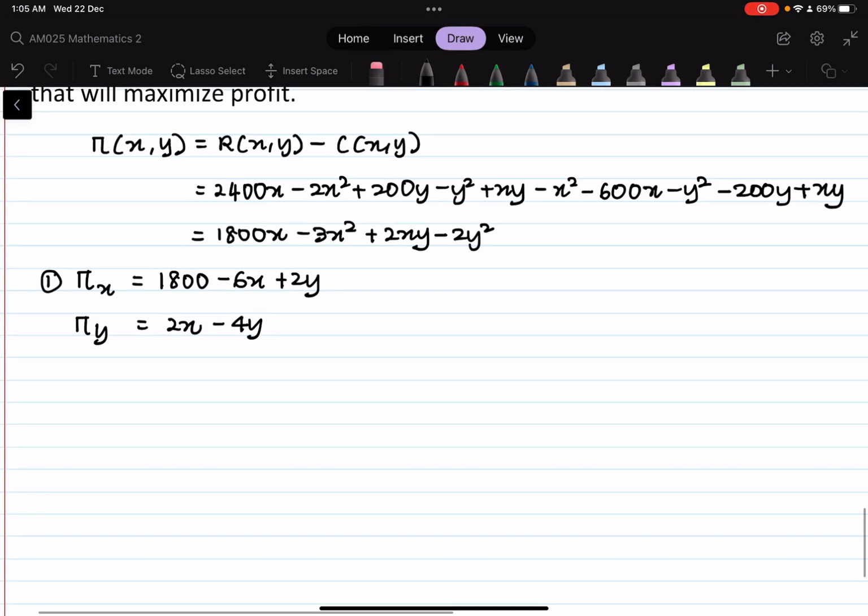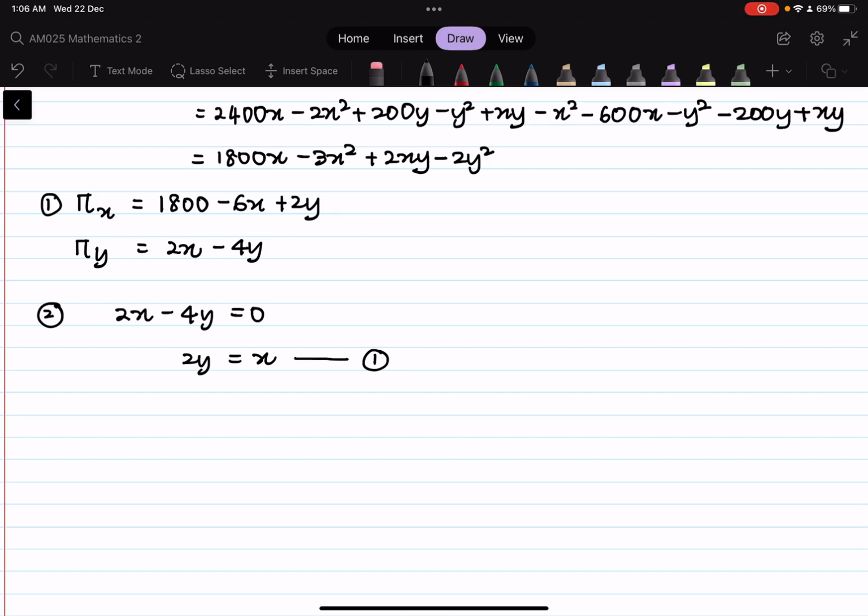Now let's set our pi sub x and pi sub y equal to 0. So 2x minus 4y equals 0, and we're going to get 2y equals x. Let's denote this as the first equation. The other one is 1800 minus 6x plus 2y equals 0.